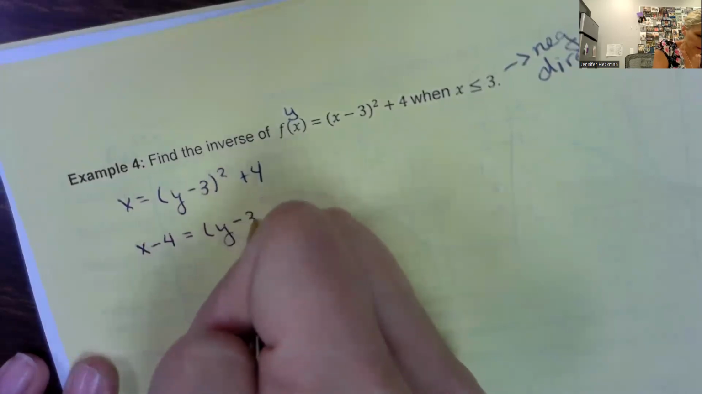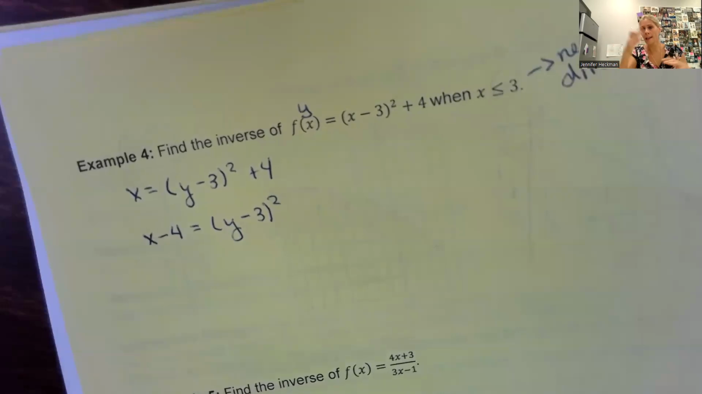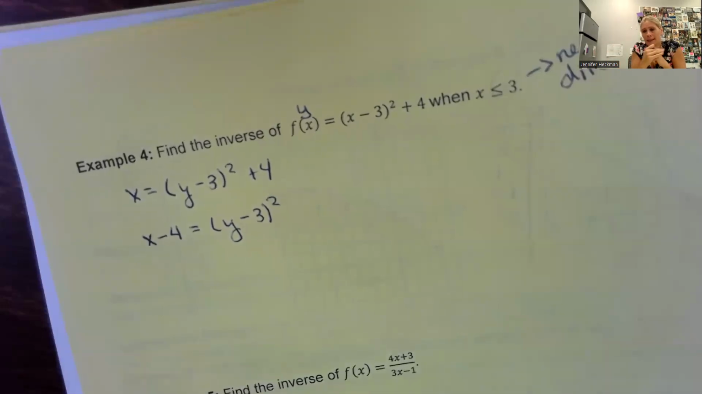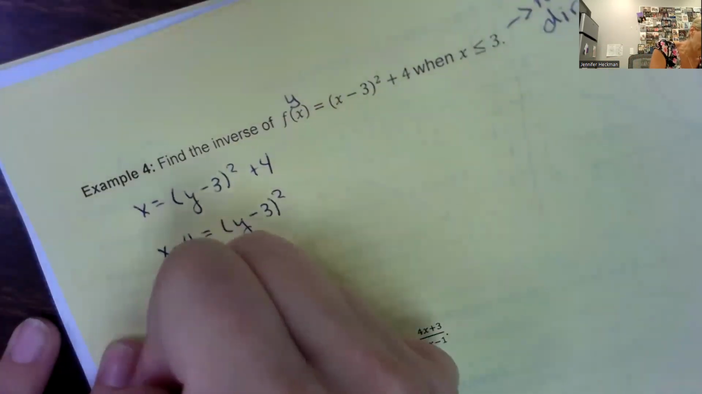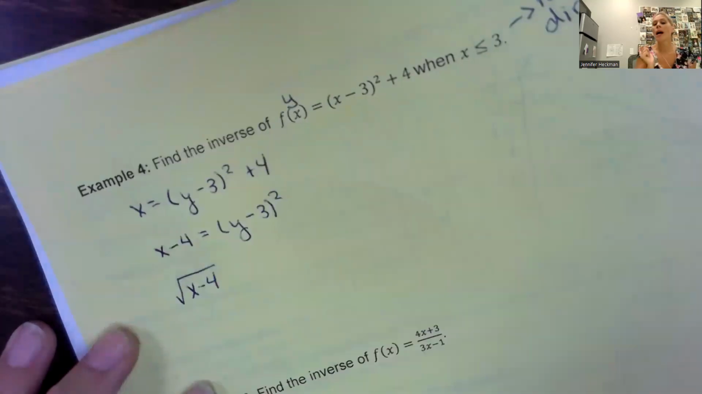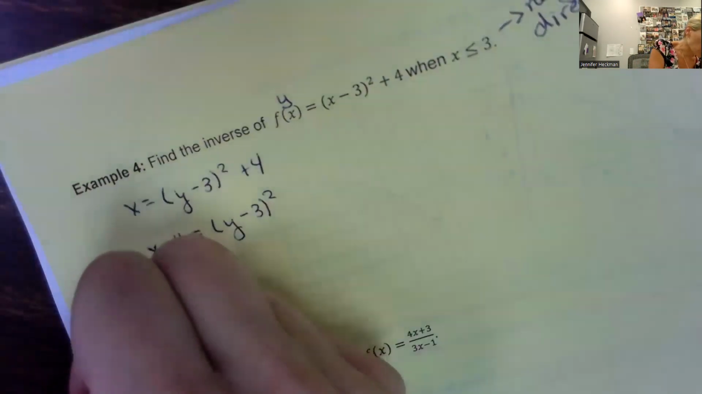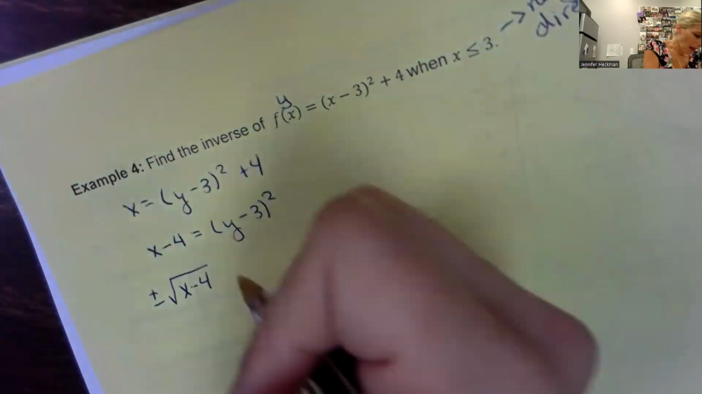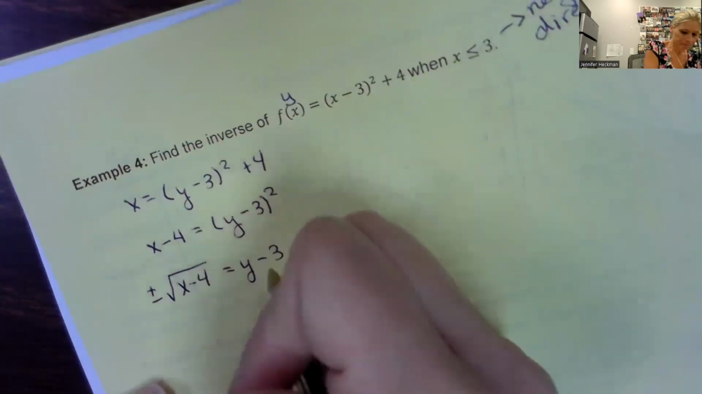All right, next thing. What do we do first? Do we get rid of that 3 or do we get rid of that square? Think of a present. We can't get to our present, our y, until we unwrap it. So we need to get rid of the square. How do you get rid of the square? Take the square root. Now, this is where it gets tricky. Because when you take the square root, how many answers do you have? You should have 2. So that's plus or minus. And then we're left with y minus 3.